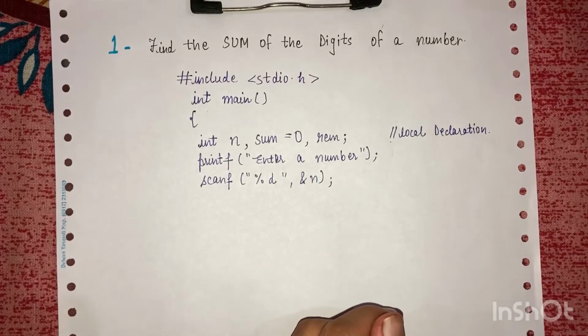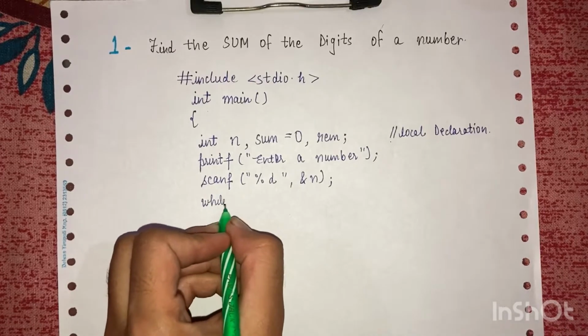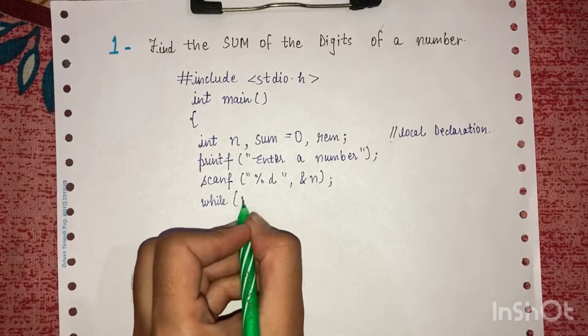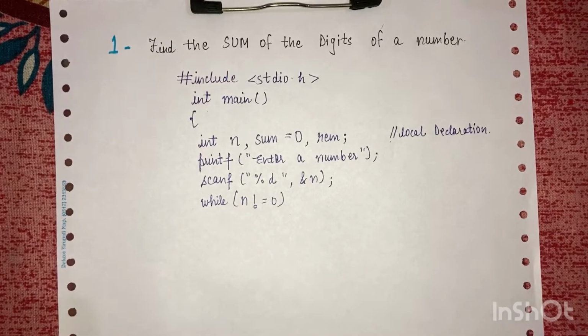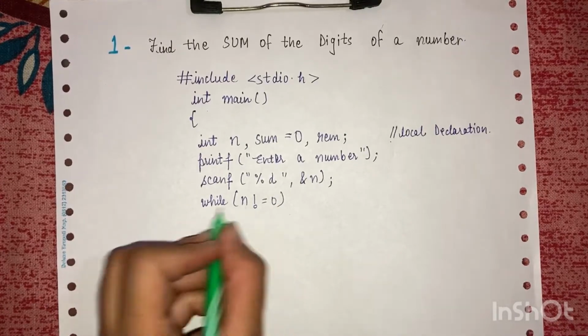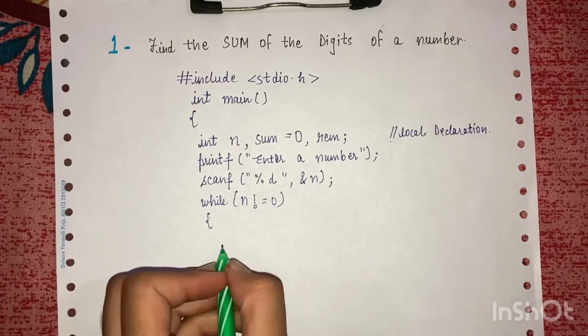Okay, so here we will be using the while loop to find the sum of the digits of a number. For using the while loop, we write while n not equals to 0. We use this condition. We will discuss in some time why we are using this condition. Then we will open the while block for the while loop.